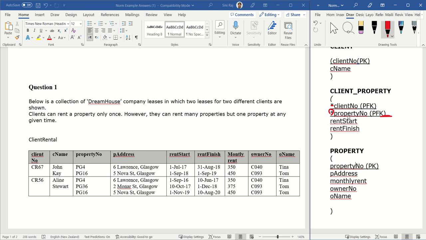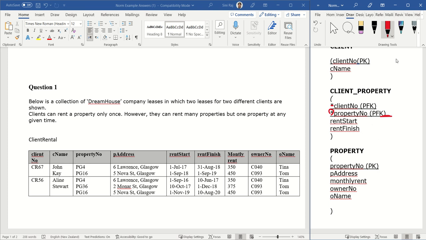So now client property and property are related with the help of this foreign key, property number, and it is a primary key as well, according to the way we solved the multi-valued attribute issues in the 1NF, right? So this is how it is.